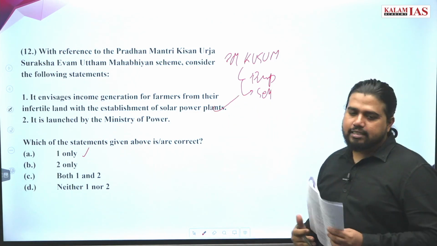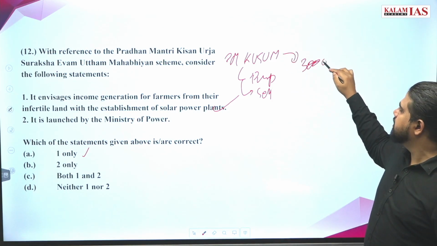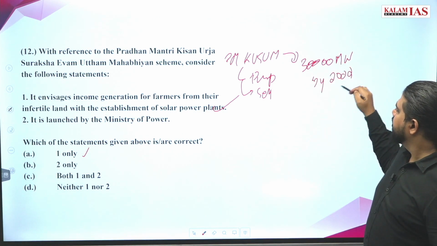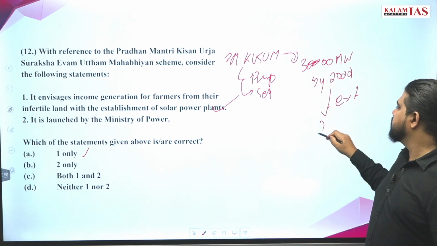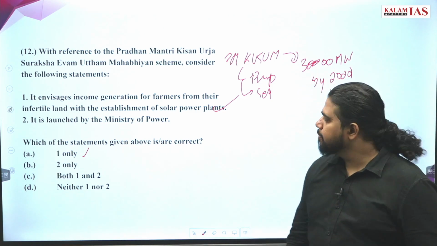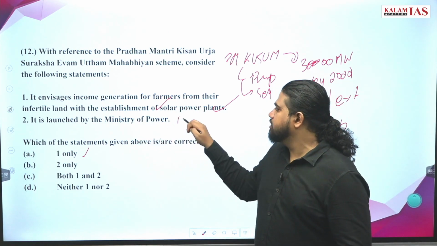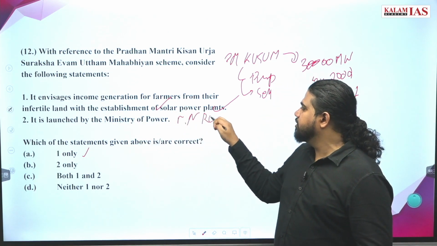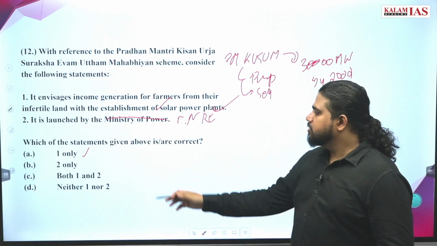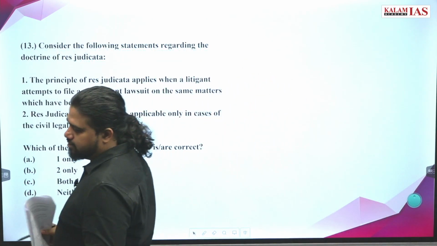So why are we discussing this? The target of the scheme was 30,000 megawatt by 2022. Government has extended this to 2026. That's why it was in the news. Second statement: it is launched by Ministry of Power? It is launched by the Ministry of New and Renewable Energy, MNRE, not the Ministry of Power. It's a wrong statement. So answer here is 1 only. Answer the 13th question first.